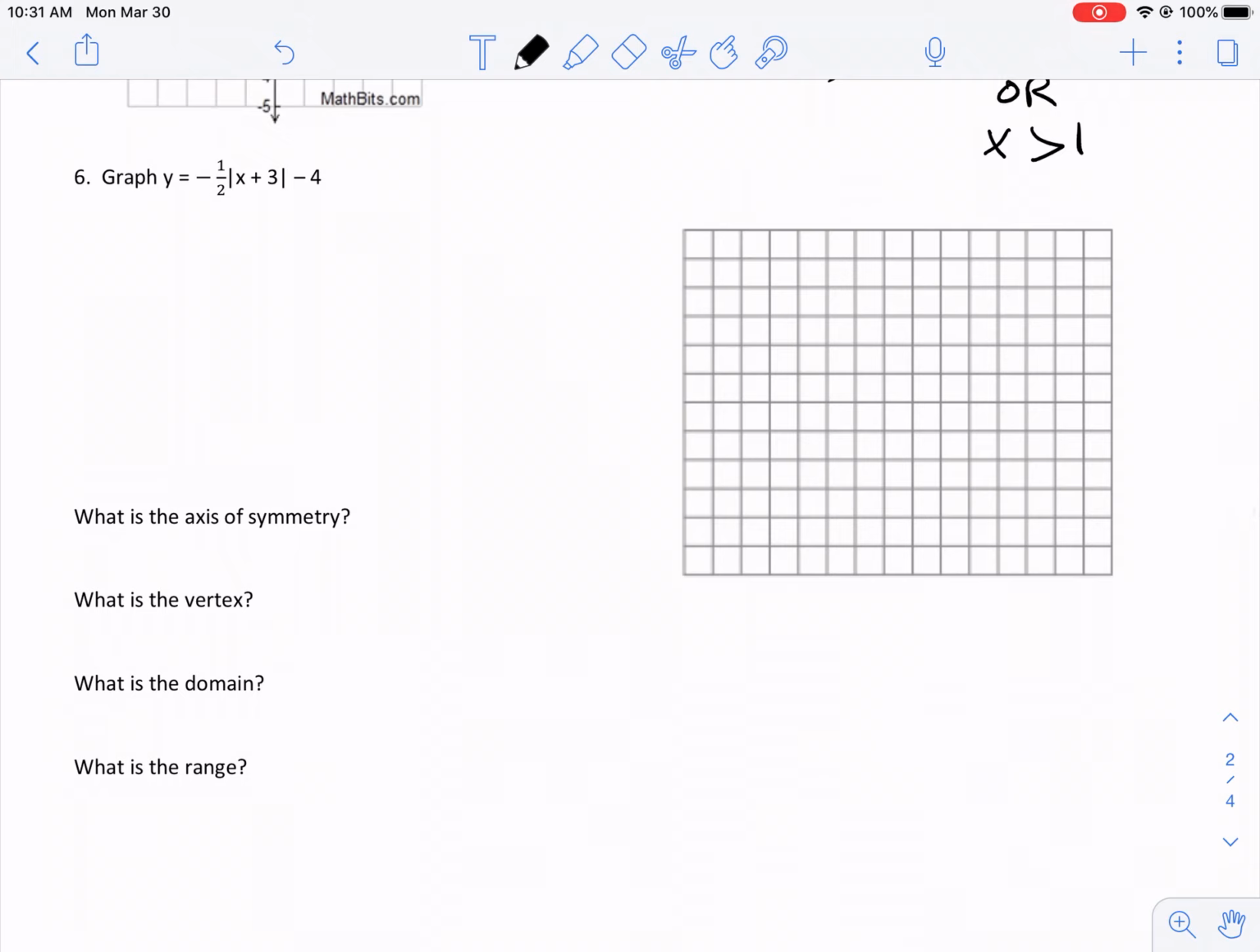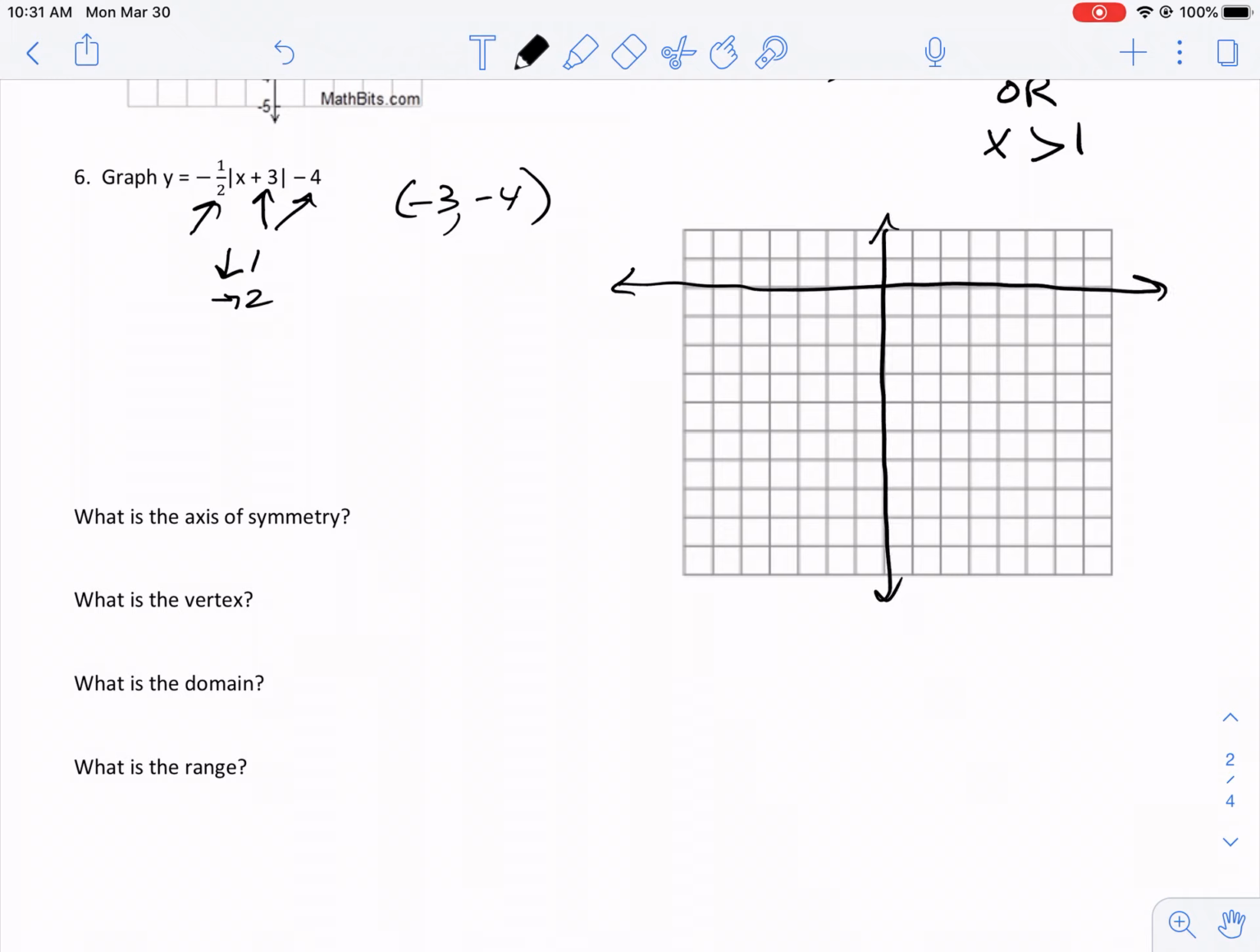Alright, graph this. You can go and get yourself a table if you'd like, but the way to graph it without a table is to remember that your shift is your vertex. So the opposite of the x is a -3, and then -4 stays the same. So your shift is your vertex, and this is basically your slope, which says go down 1, right 2. So we'll graph this. So -3, -4 is here.